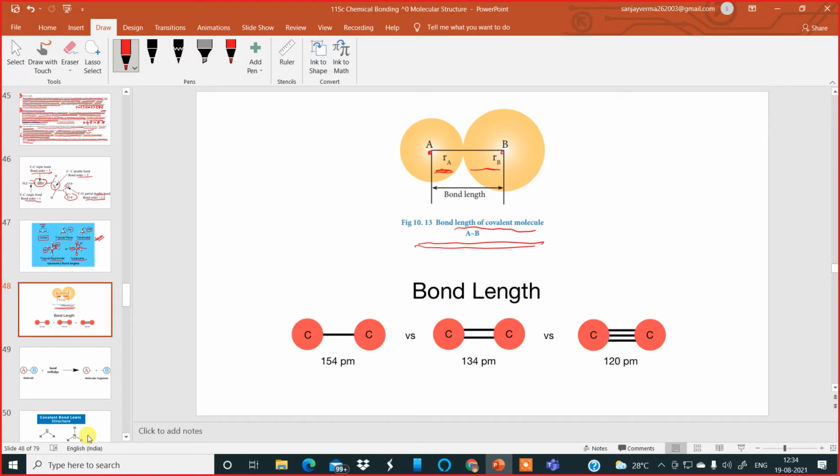For a single bond, normally a carbon-carbon single bond has a bond length of 154 picometer, 154 into 10 power minus 14 meters. Double bond is 134 picometer. Triple bond becomes shorter, 120 picometer. So try to remember this also: the bond lengths of the carbon-carbon single bond, double bond, and triple bond.